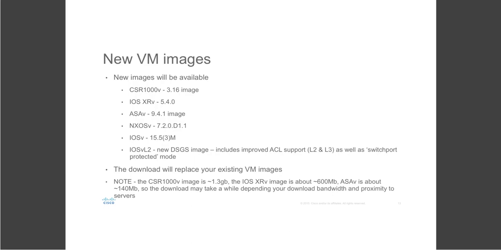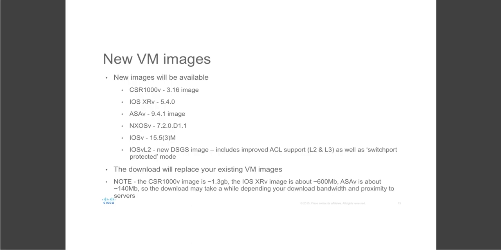So the NX-OS, this one, the 7.2.0.D1.1, the D1 is the 7.2 FCS image that's shipping with the Nexus 7000 hardware system. We had a previous 7.2 image, which was a pre-release. We now have got the full image.